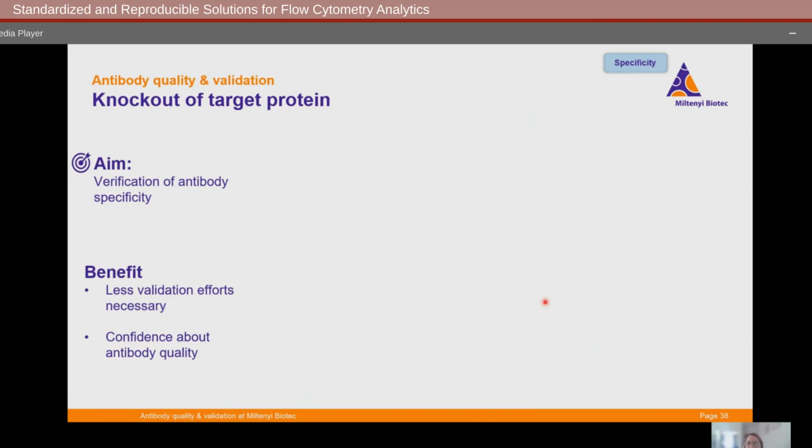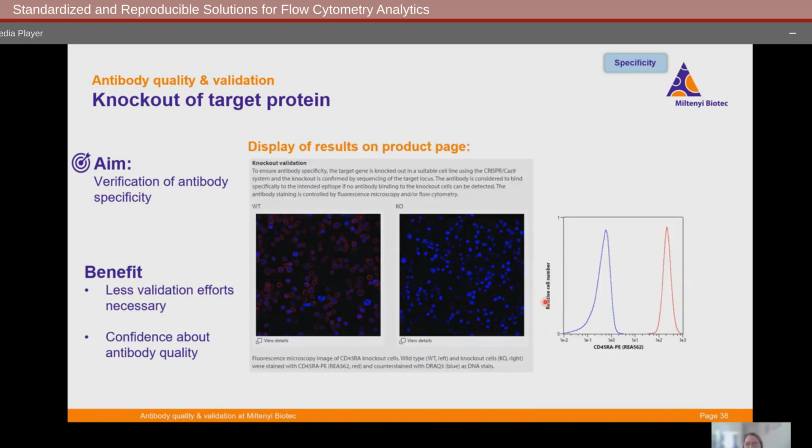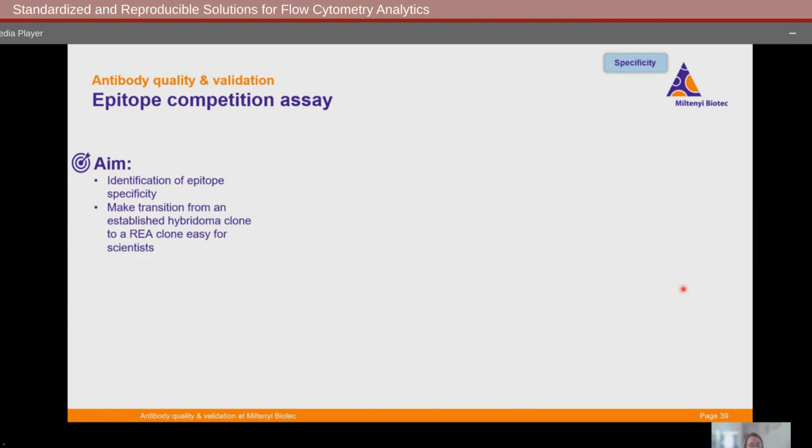We generate cell lines where we knock out the protein of interest, compare performance of the antibody on the knockout to the wild type, and then look at its specificity. You can see in the wild type cell line, the target antigen is present, shown in red, and in the knockout cell, it's gone. We're also doing this by flow. The benefit is you have less validation effort and can be a little bit more confident in the antibody quality.